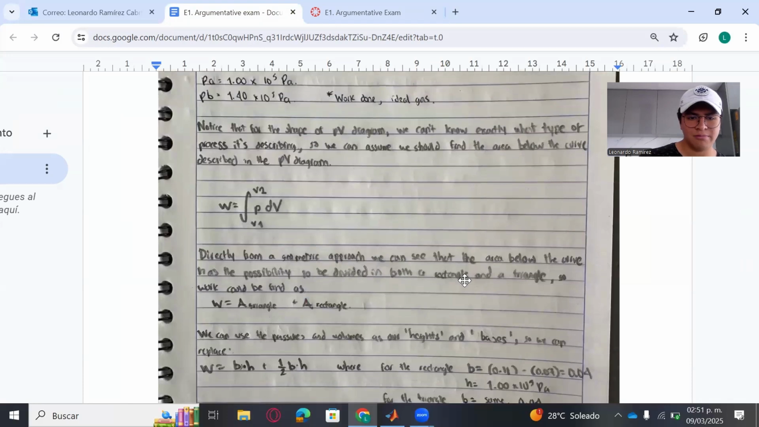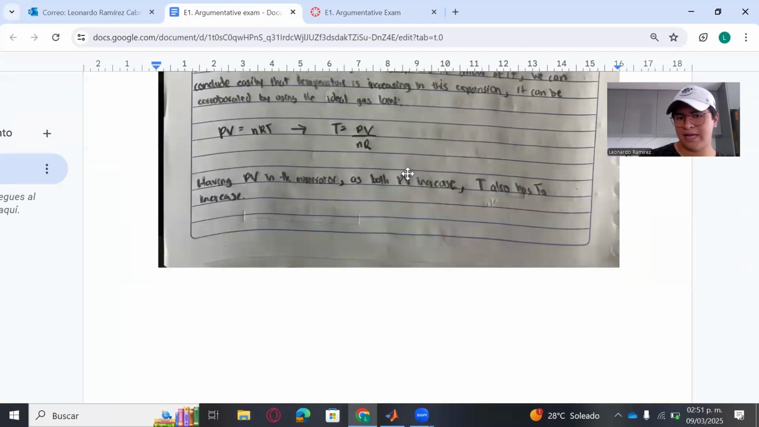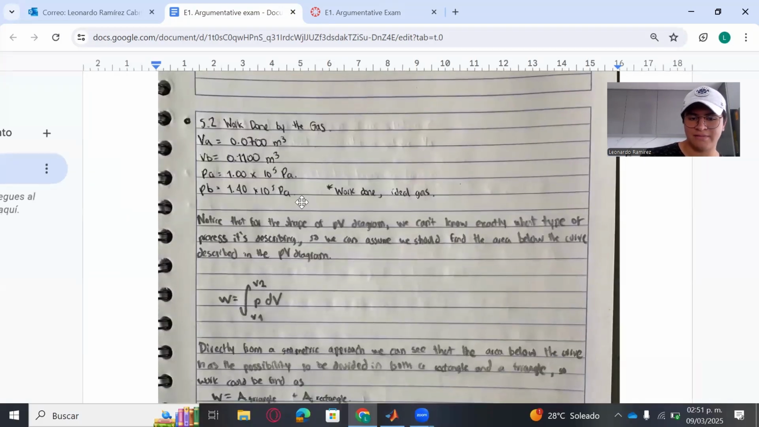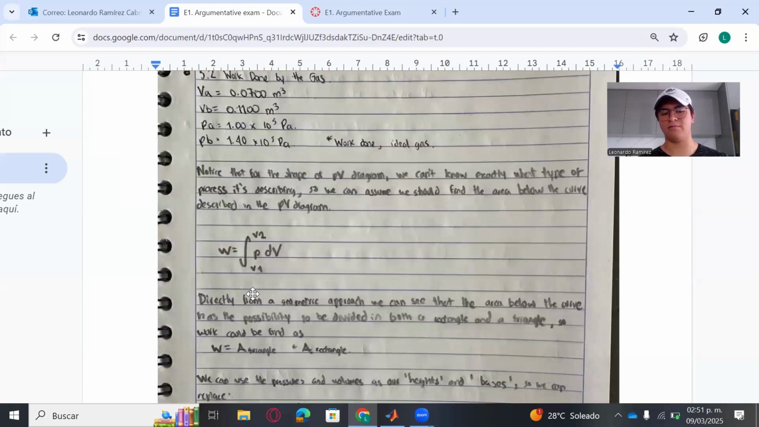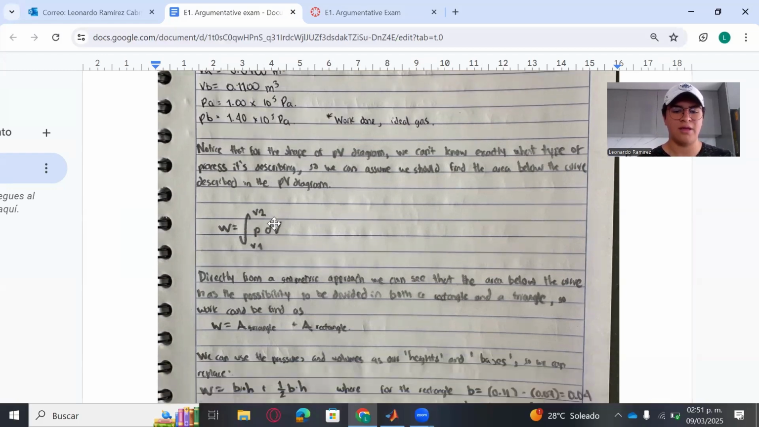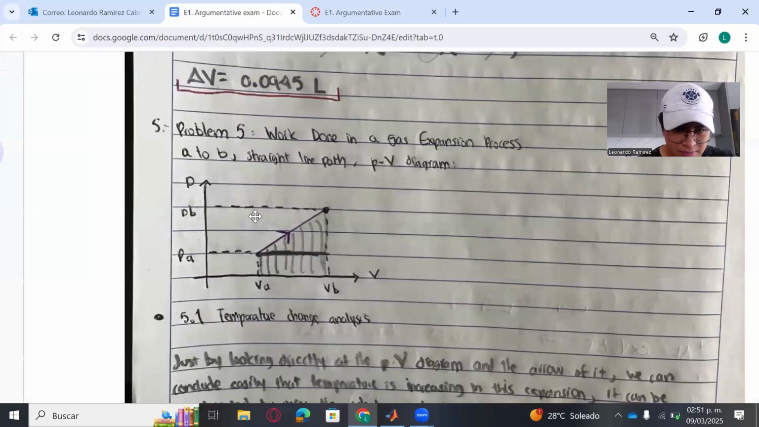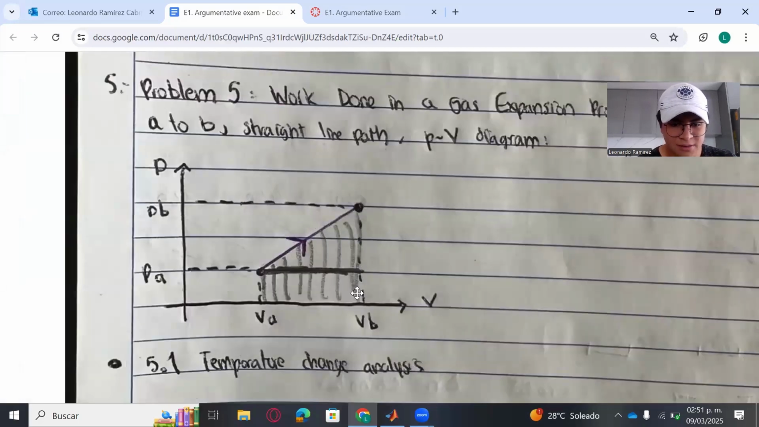We can see that a straight line matches none of the processes we covered in class, so we have to use the integral formula for the work. From the basics of calculus, we know that the integral is basically the area below the curve. From a geometric approach, the area below the curve can be divided into a rectangle and a triangle, as seen in the PV diagram. Here we have the triangle, here we have the rectangle.